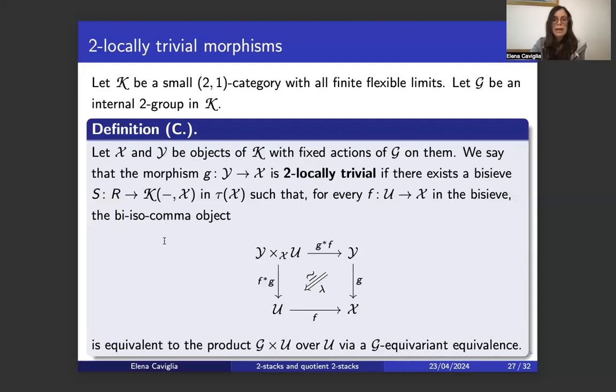And so this time, G is not a group object, but is an internal 2 group in K. And we can easily define what a 2 locally trivial morphism is. So we say that G is 2 locally trivial if we can find a bisieve such that for every morphism in the bisieve, the bi-isocomma object of this form is equivalent to a product G times U. So again, the pullback here is upgraded to a bi-isocomma object, one dimension higher.